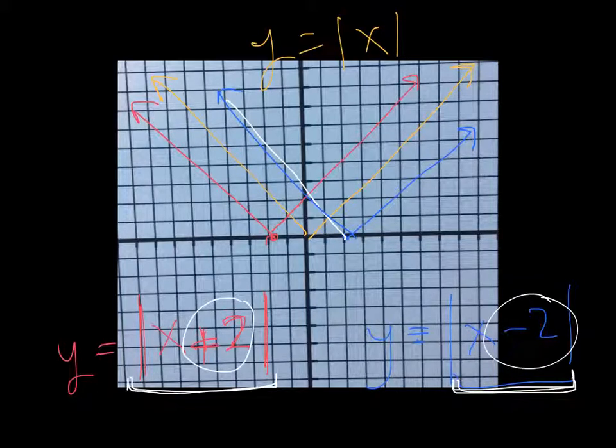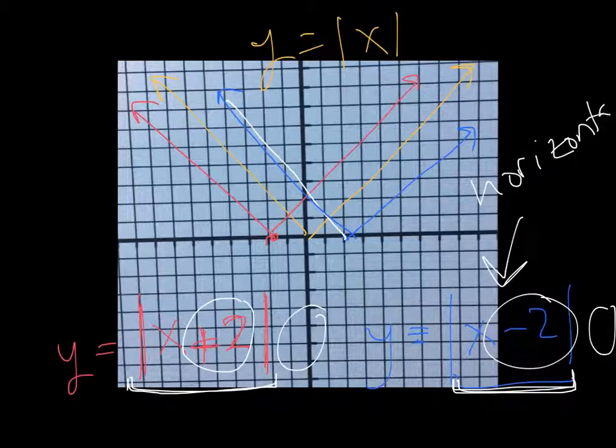But if it was outside, if the movement was out here, adding or subtracting, then it's vertical movement, and it's the same sign. So you should have these written down. Horizontal movement is the x-axis, and you move the opposite direction of the sign.